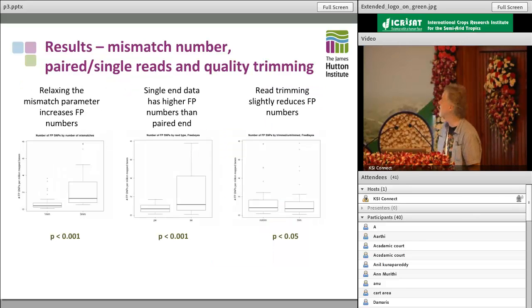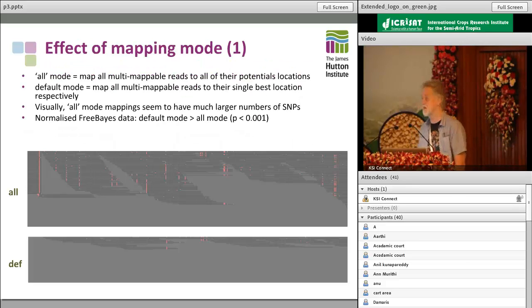We have played around with the mismatch parameters. We played around with paired end as opposed to non-paired end, and we played around with trimming. So really, the take-home message is that pretty much everything can generate some degree of false positives, and so it's important to bear that in mind.